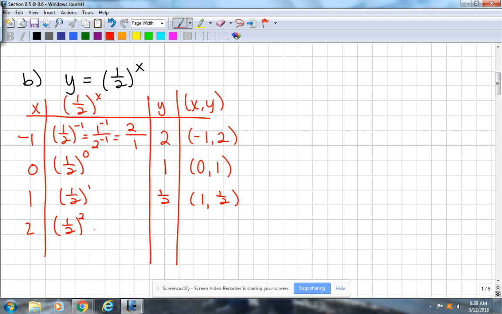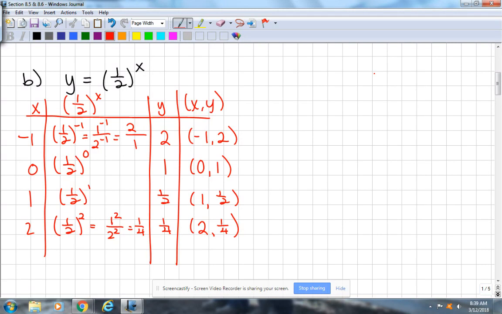And then I have 1/2 squared. How do I do 1/2 squared? 1 squared over 2 squared, right? What is 1 squared over 2 squared? 1/4. So everything on the inside gets the outside, so the whole entire fraction.